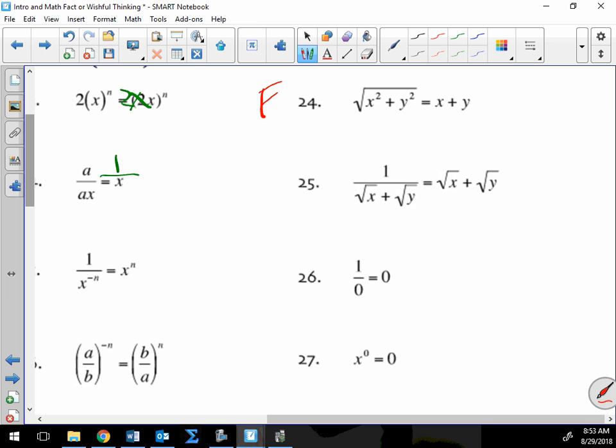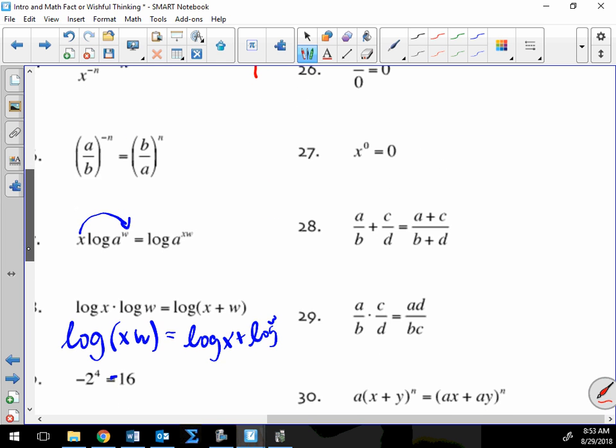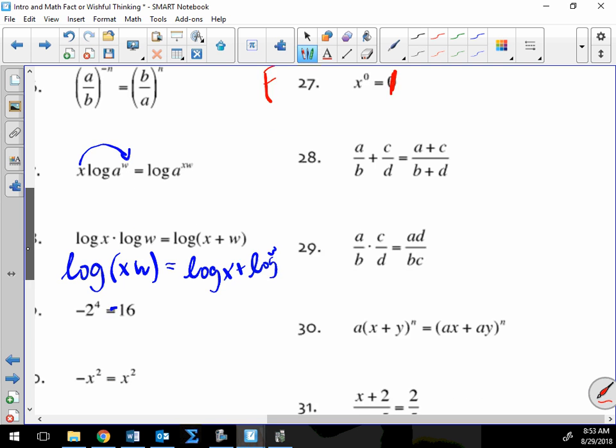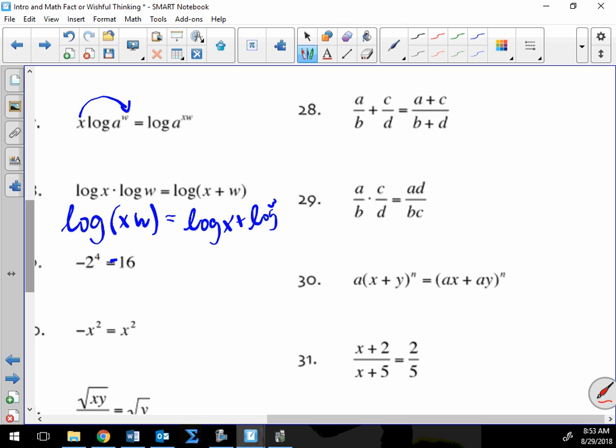Number 25? False. 26? False. Only Chuck Norris can divide by 0. You are not Chuck Norris. 27? False. What should 27 say? Alright, go ahead and do these next ones, go.